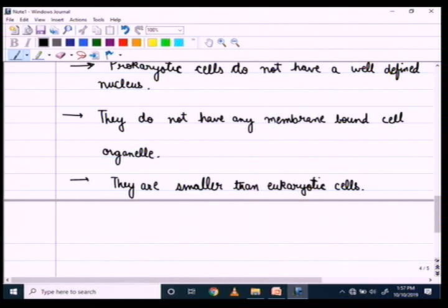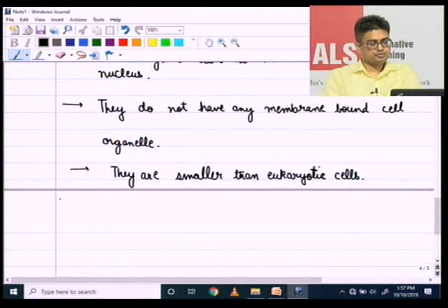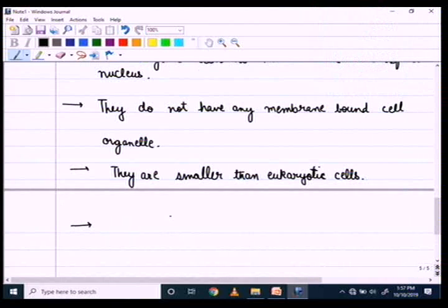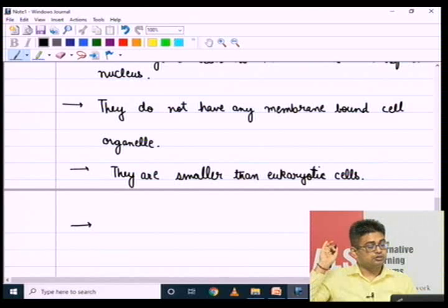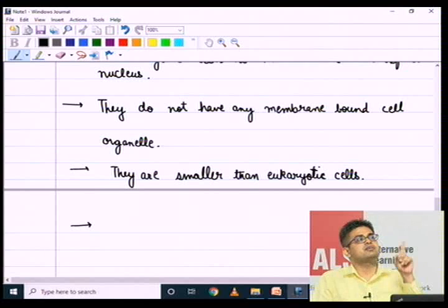I'll just keep scrolling and writing. The prokaryotic cells have some things like ribosomes, but ribosome is a cell organelle without any plasma membrane. They have flagella also, and flagella are covered with plasma membrane. But please remember, when somebody asks you, do prokaryotes contain any membrane bound cell organelle? Then always you will say that no, prokaryotes do not have any membrane bound cell organelle. This is the fact.